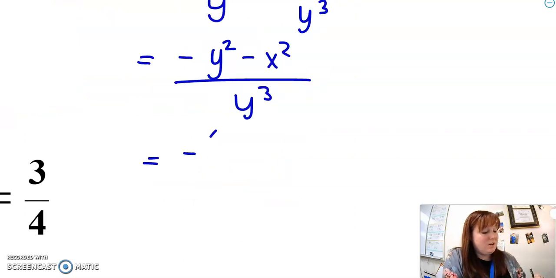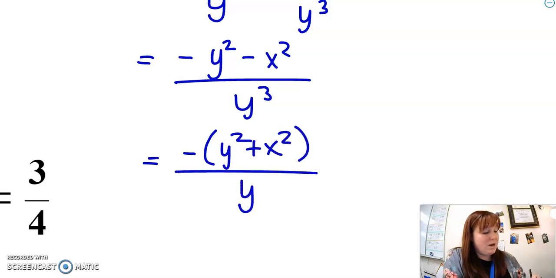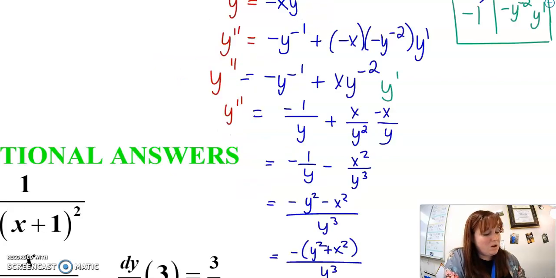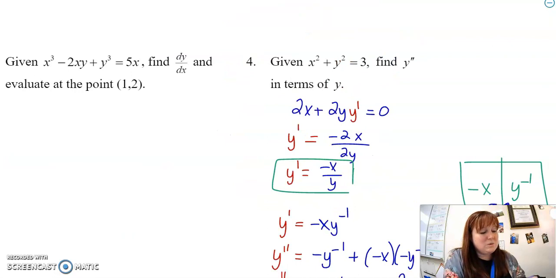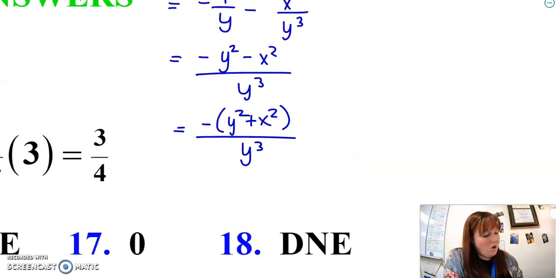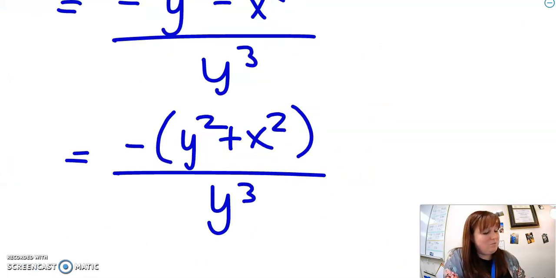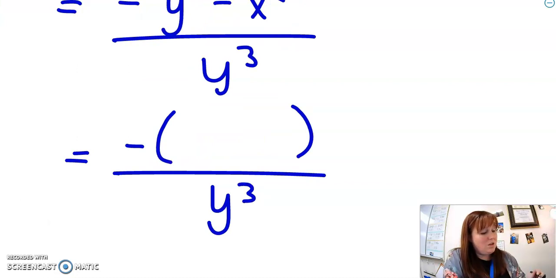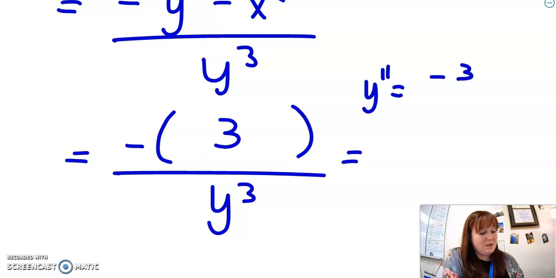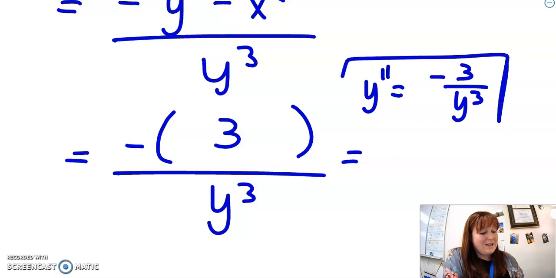Let's take a negative 1 out, and I have y squared plus x squared over y cubed. Well, have I seen y squared plus x squared somewhere before? Oh, way back here. X squared plus y squared equals 3. So I can come all the way down here and replace that with 3. So my final answer is y double prime equals negative 3 over y cubed. Now that was a lot of work.